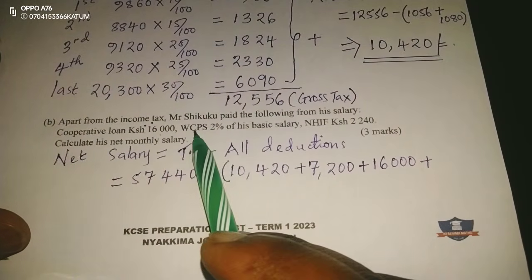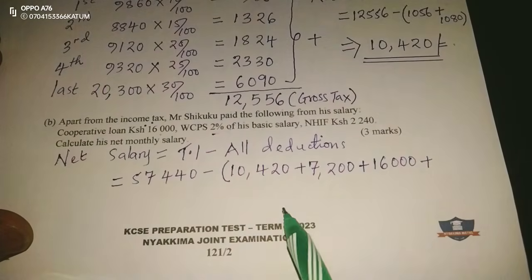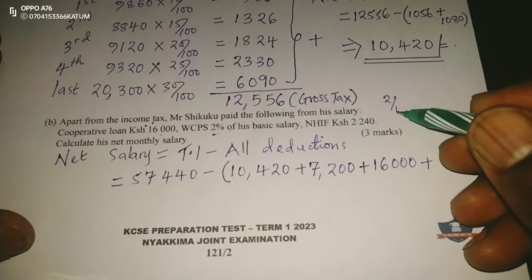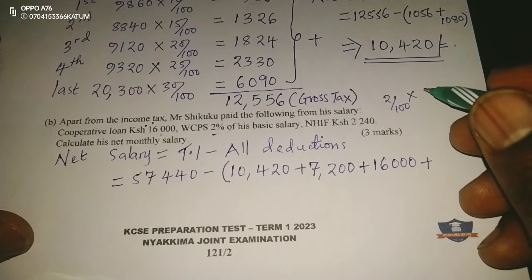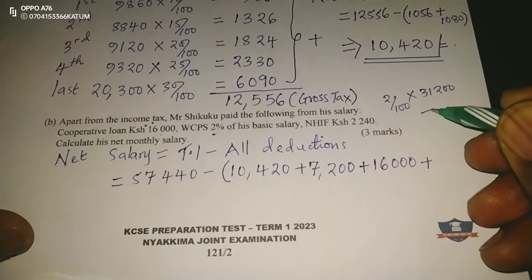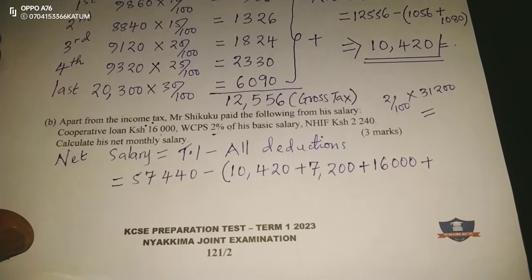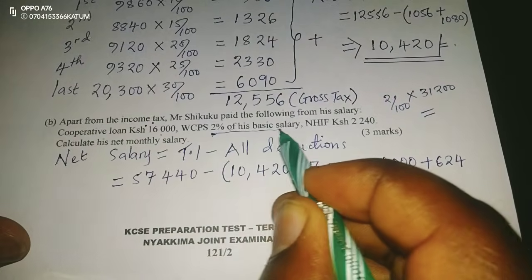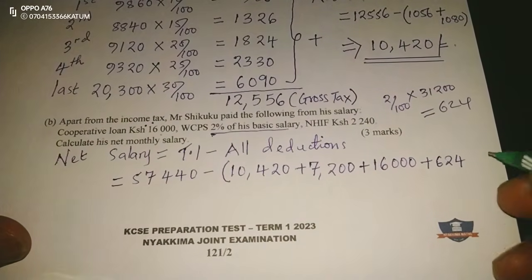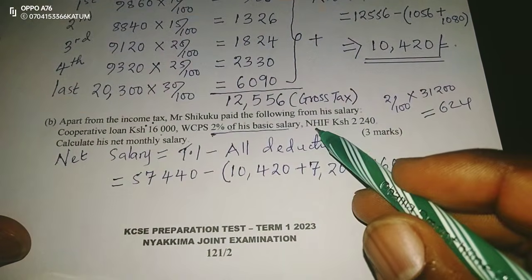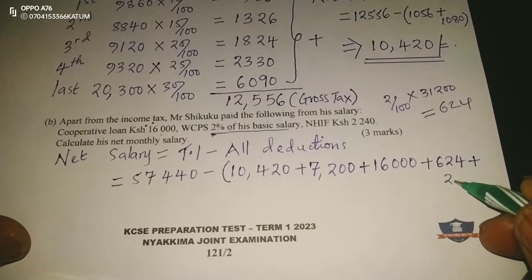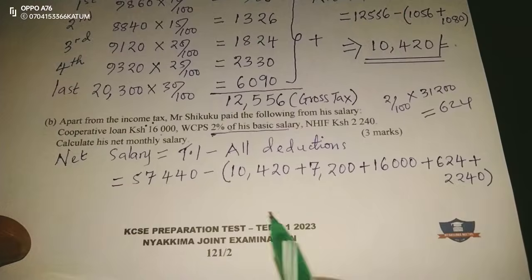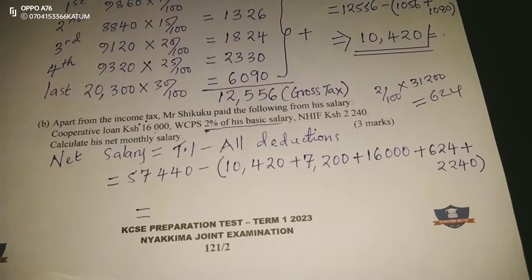We are also having WCPS, 2% of basic salary. So let me calculate that figure. 2% of a basic salary of 31,200 is going to be 624. That is the 2% of basic salary. It becomes 624. So I've transferred it here. We are also having another deduction, NHIF, 2240. So now we can carry out this calculation using our calculator.